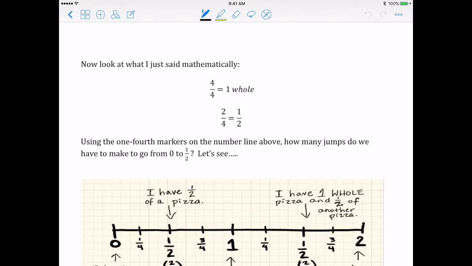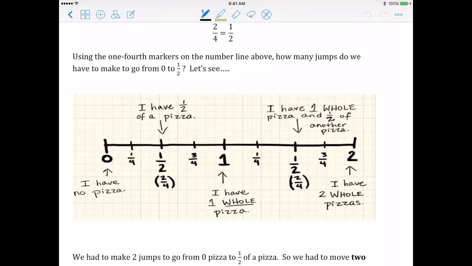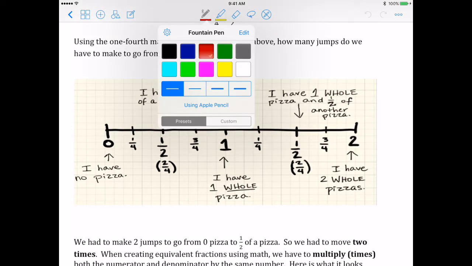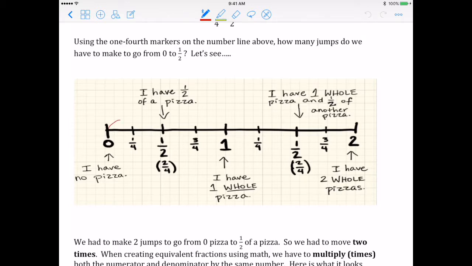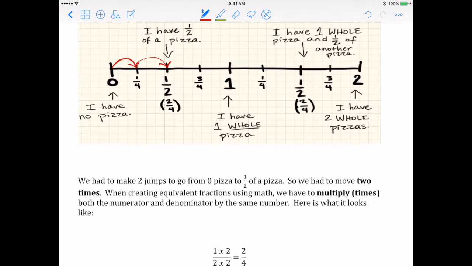So using 1/4 markers on the number line above, how many jumps do we have to make to go from 0 to 1/2? Well, let's see, we did it, but we'll do it again. So I'm going to get my red, go 1, 2. We had to make 2 jumps to go from 0 pizza to 1/2 of a pizza. So we had to move 2 times.